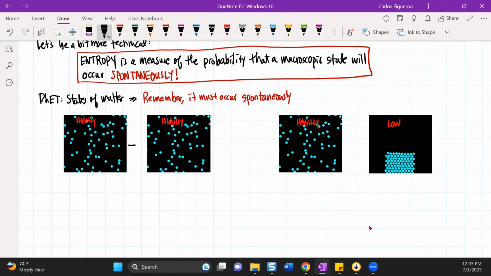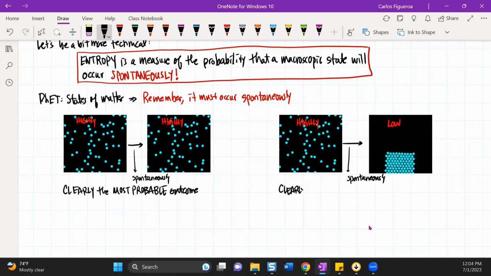So now what happens? It has to occur spontaneously. Remember, when I say this word right here, I really mean that it's happening spontaneously. So then, here we go. This is clearly the most probable outcome. This is clearly the least probable outcome.